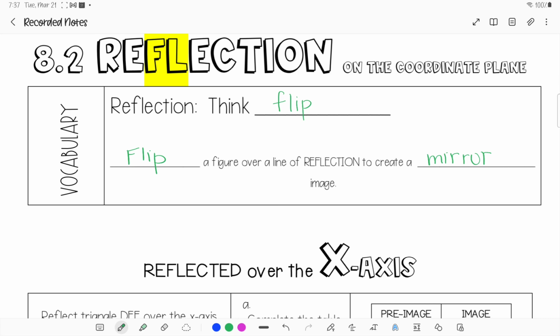So we're going to be doing two things. We're going to either reflect over the x-axis or the y-axis. And next year you'll reflect over what's called a line. It could be like y equals x, or it could be y equals negative x. So this year we're just reflecting over the x-axis or the y-axis.